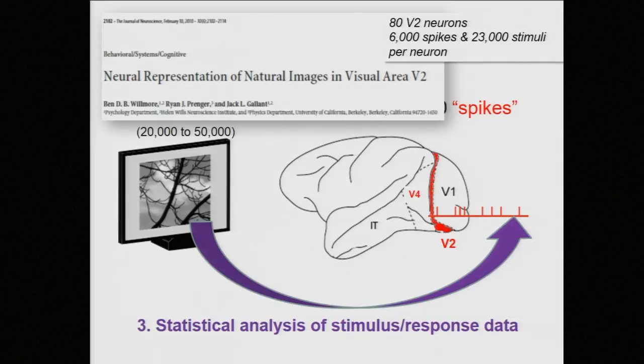And the animal is fixating. And the movie is presented roughly within the area of the receptive field of the neuron. And the size of the movie is at least two to four times the estimated receptive field of the V2 neuron.